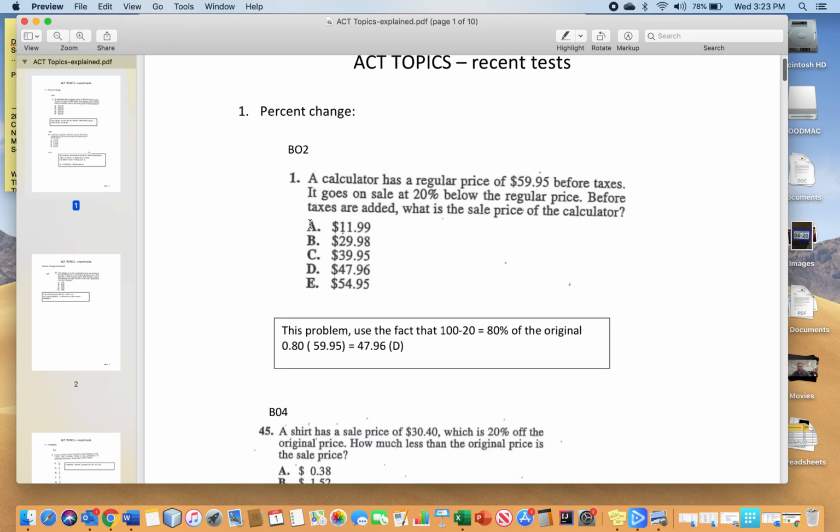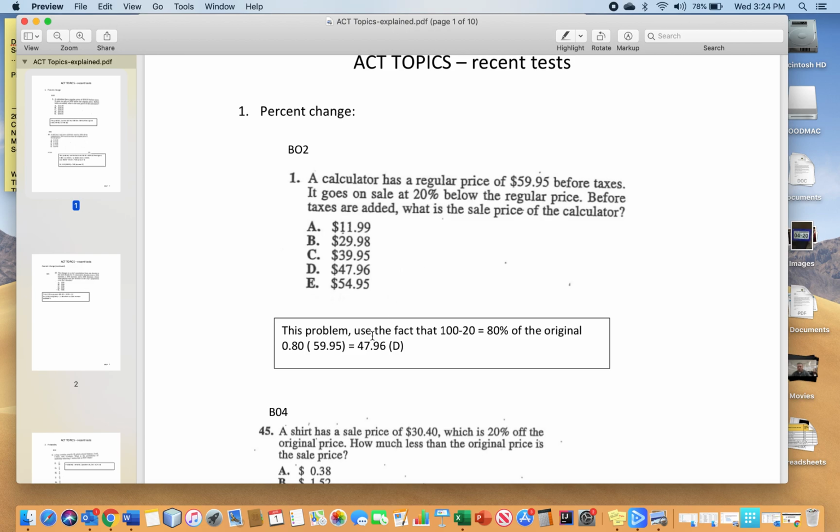So here's another percent change problem. A calculator has a regular price of $59.95 before taxes. It goes on sale at 20% below the regular price. So what is the sale price? Obviously, it is not $11 because it's almost the same price. So just by using process of elimination, you can say, well, it's going to be a little bit below 60. So the answers C, D, and E are even in the ballpark. And $54.95 is not 20%. That's just $5 off, not 20%.